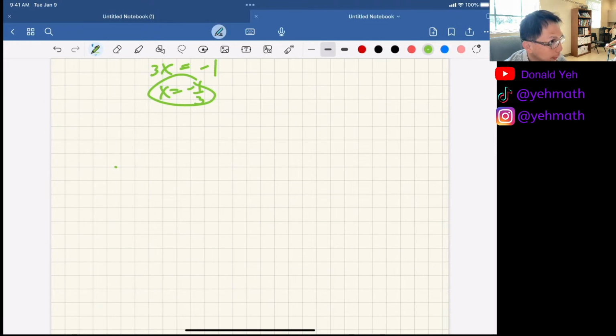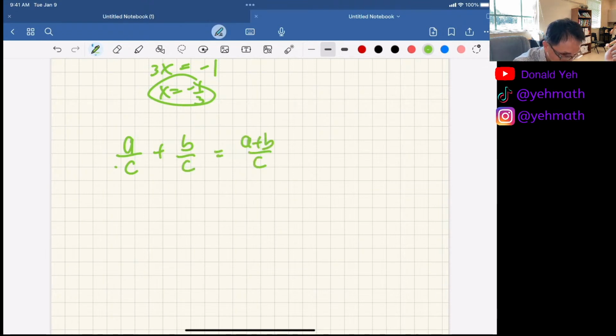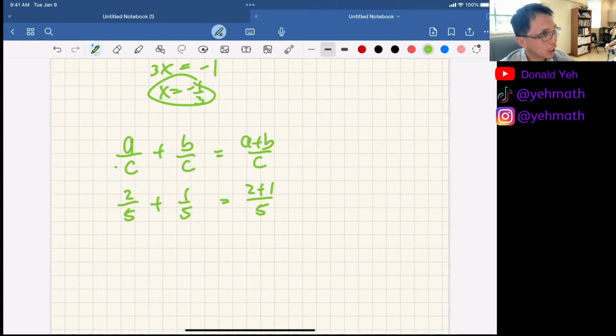Okay, so in 4th grade, you learn about this. And you're going to be like, I never learned this in 4th grade. Yeah, you did. Remember that 2/5 plus 1/5 is equal to 2 plus 1 over 5. You learned this, right? But the problem is people never learn things backwards. So I always told students, if you learn how to do something, you better learn it so well that you can do it backwards.